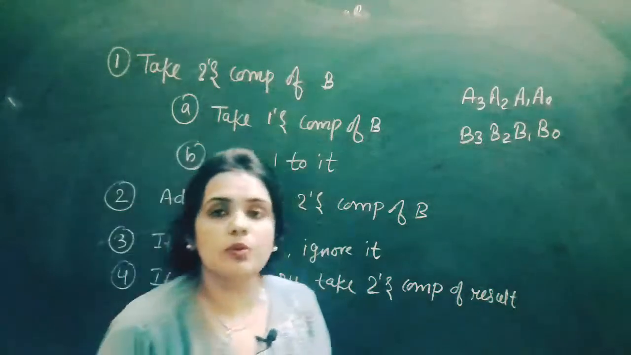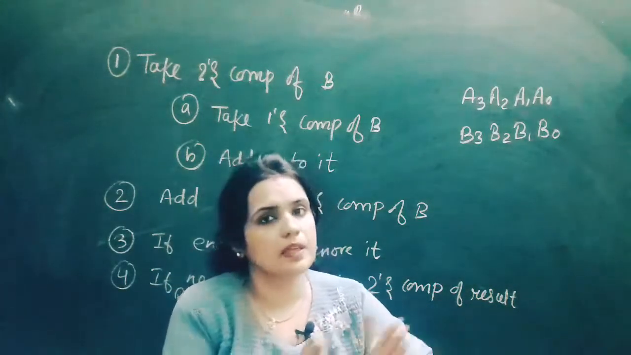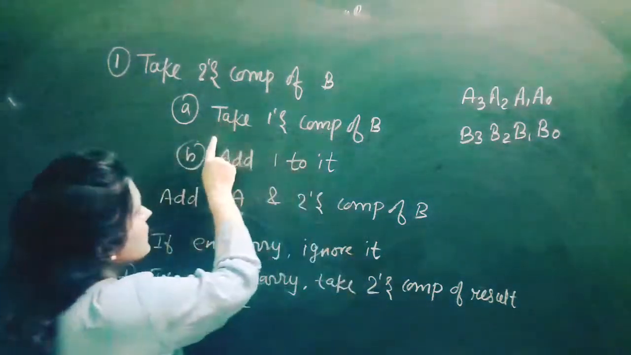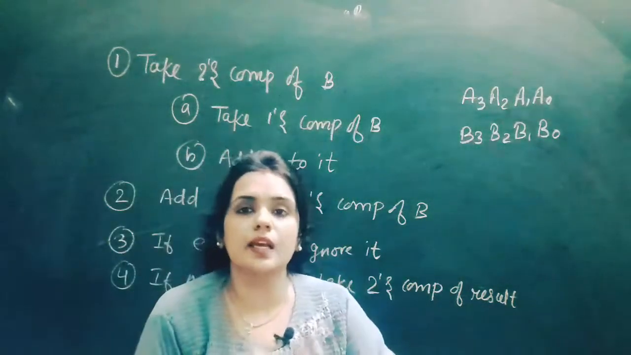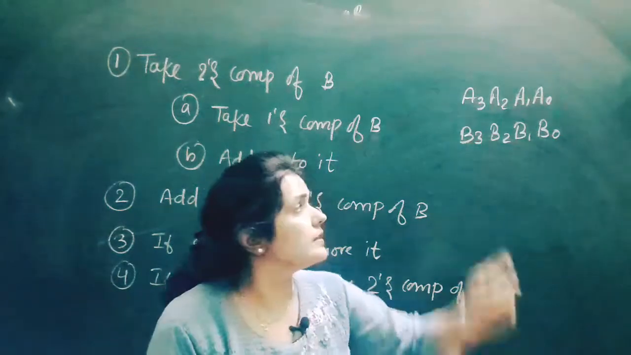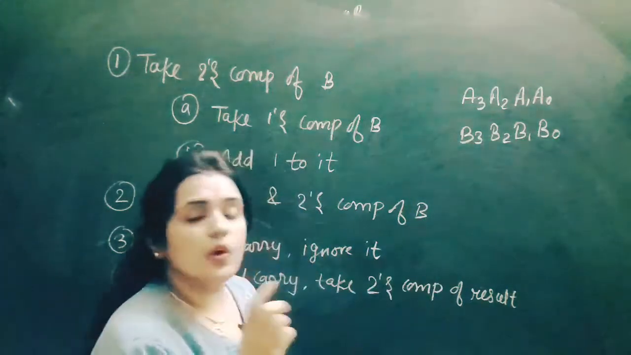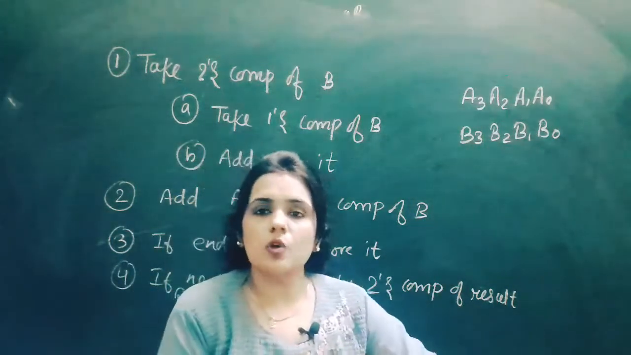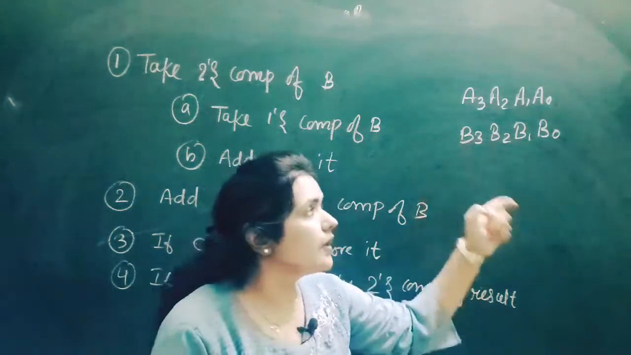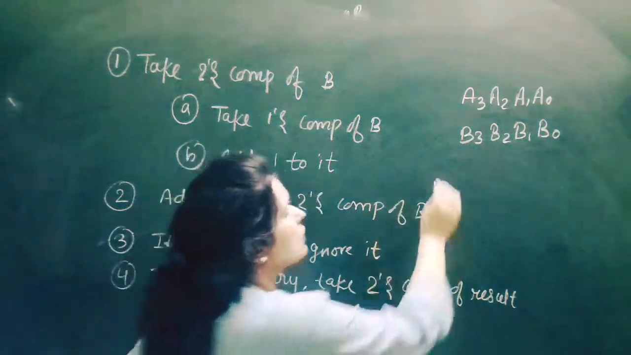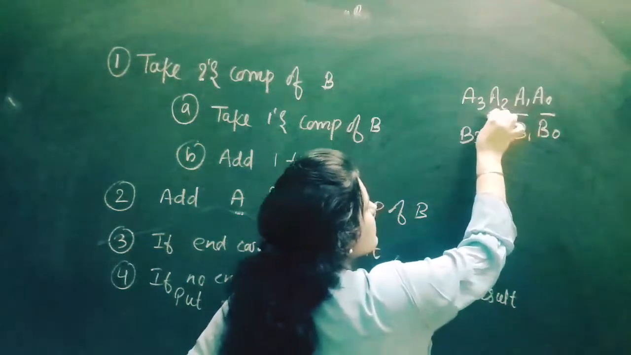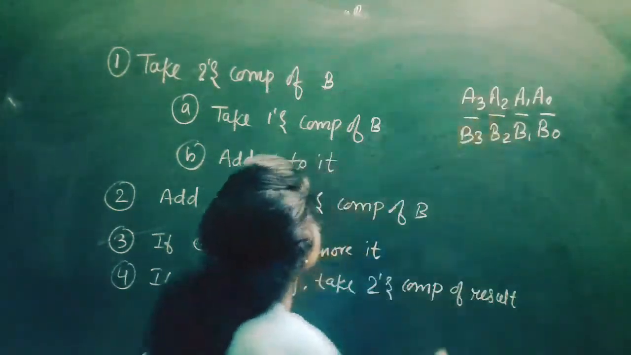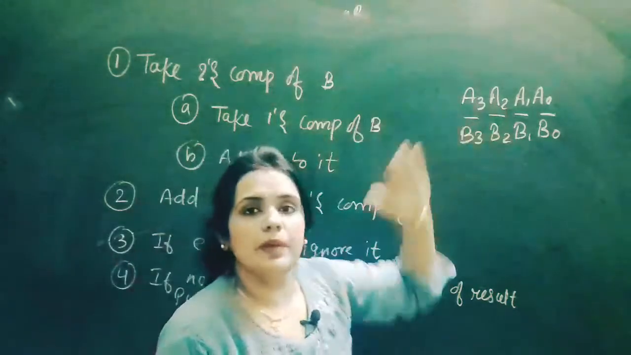And what is 2's complement? It is simply 1's complement plus 1. So in the first step we will take the 1's complement of B, that is our second number. So what is 1's complement? 1's complement is obtained by just inverting the bits. So what will be the 1's complement of B? It will be B0's complement, B1's complement, B2's complement and B3's complement. So this is the 1's complement of B.